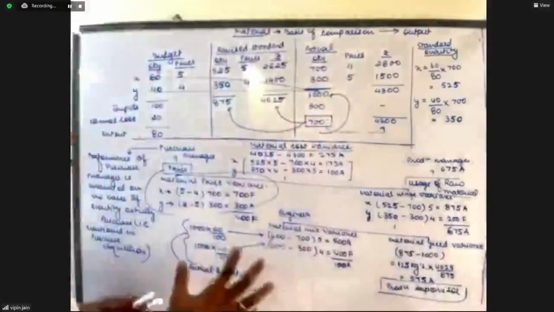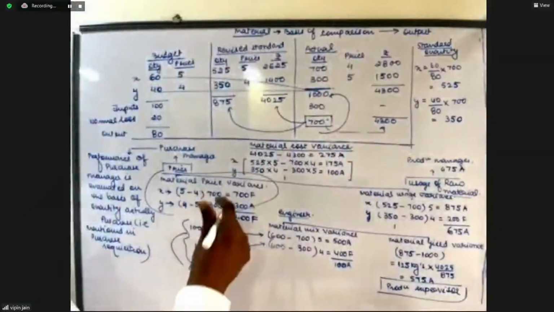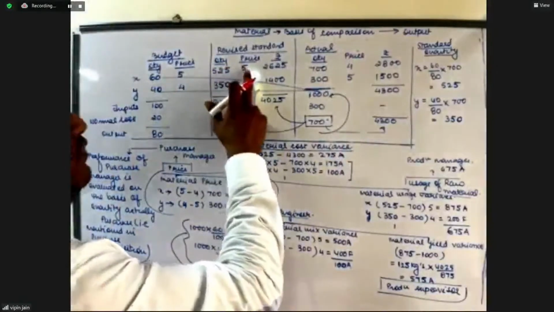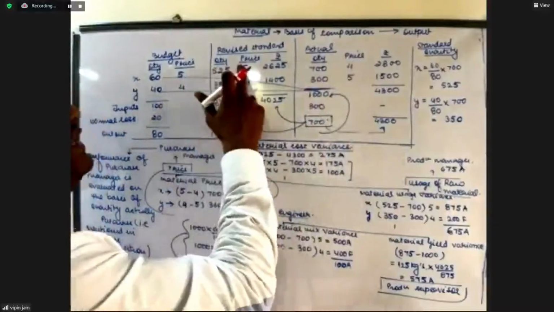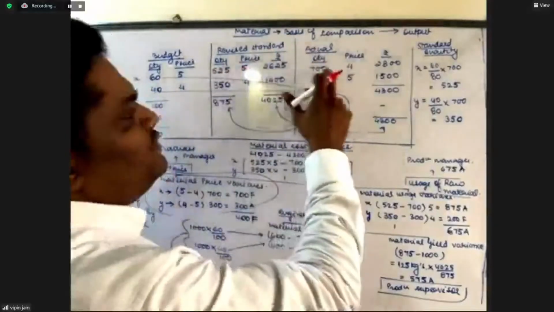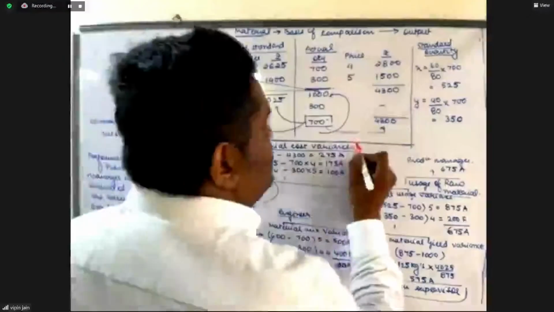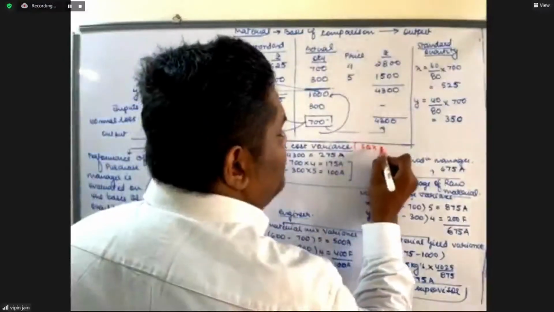Now, when talking about material cost variance, again, 525 into 5 minus 700 into 4. So we call it standard quantity into standard price minus actual quantity into actual price. This is the formula that is given in the study material.